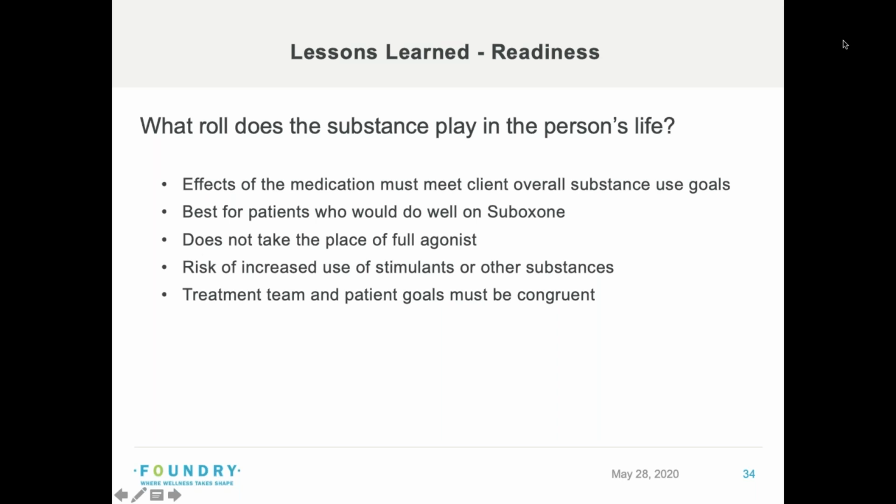I think part of that may be that the Sublocade was given at a time where they weren't quite ready in their readiness to change, or maybe just readiness to change in certain substances, but the goals need to be congruent. I think that's probably my biggest takeaway: this will not work in the way that we sometimes use antipsychotics for people who are unstable. This drug is not for that. This drug is useful for people who would do well on Suboxone and want something that's not taken daily and who can tolerate pain.